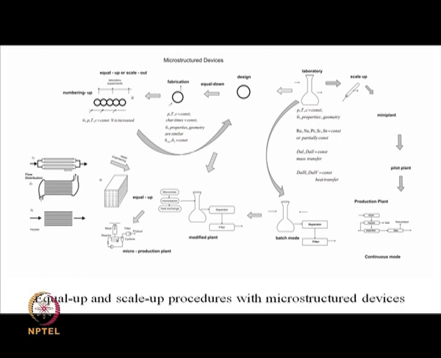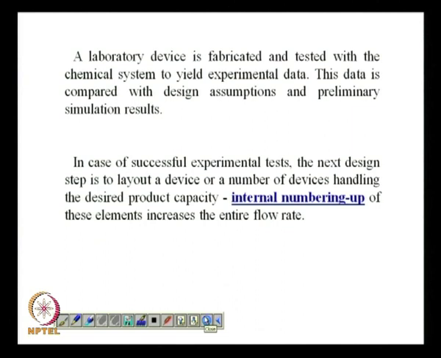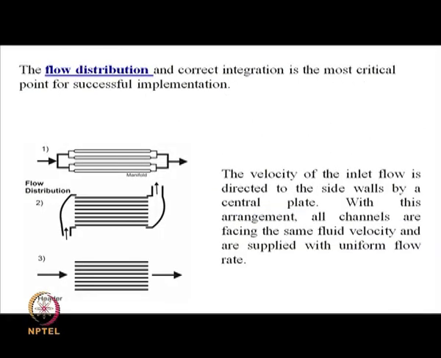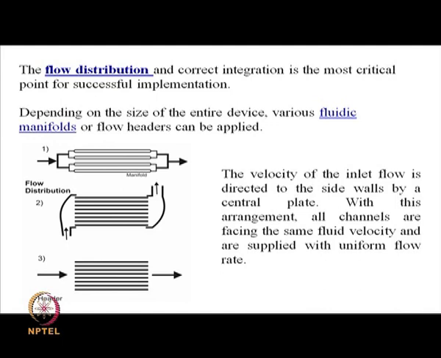Next we concentrate on internal numbering up. When you are successful with the experiments taking place in one such microchannel, you try to increase the number of elements, which increases the flow rate. And these are some of the enlarged versions of the manifolds, the flow distributors which are being used.